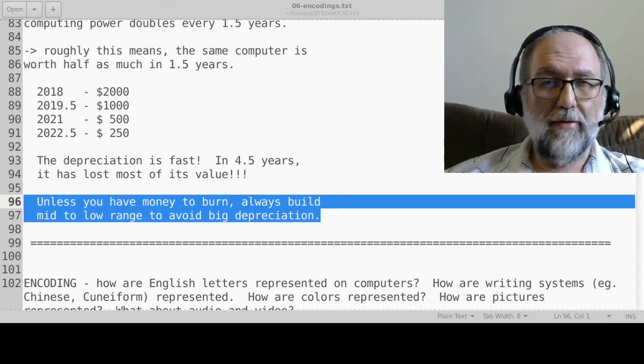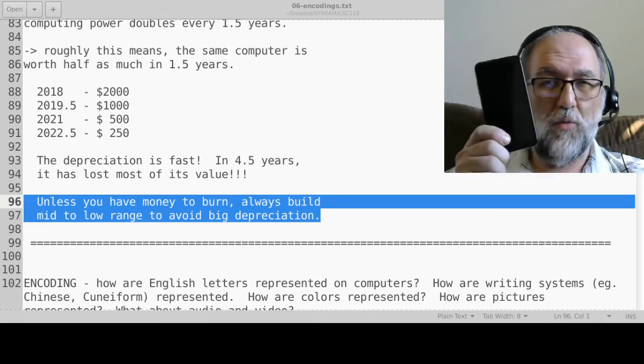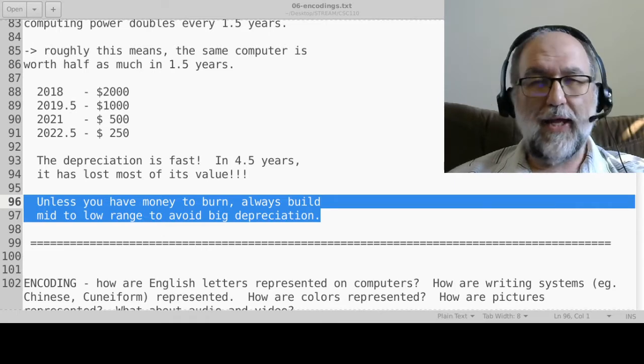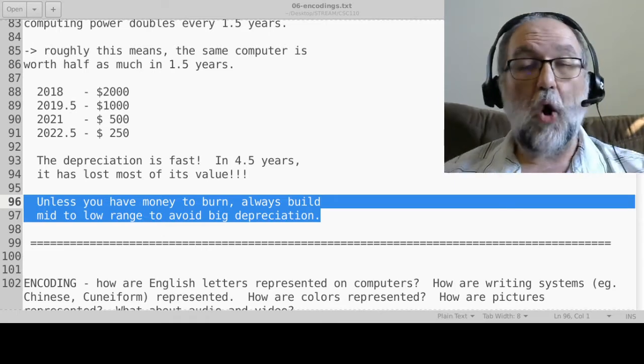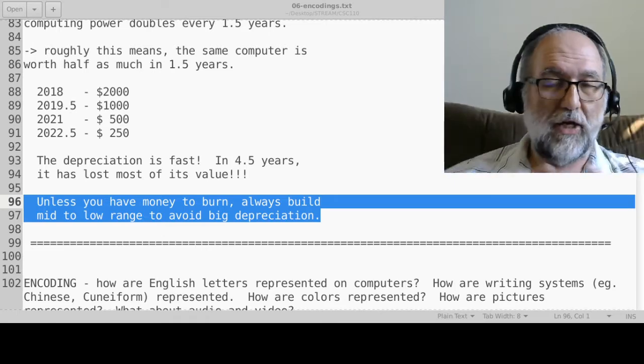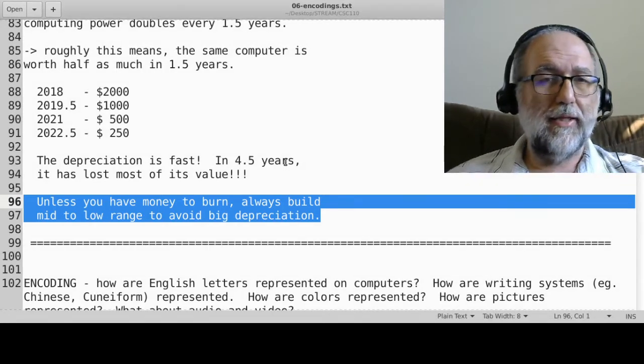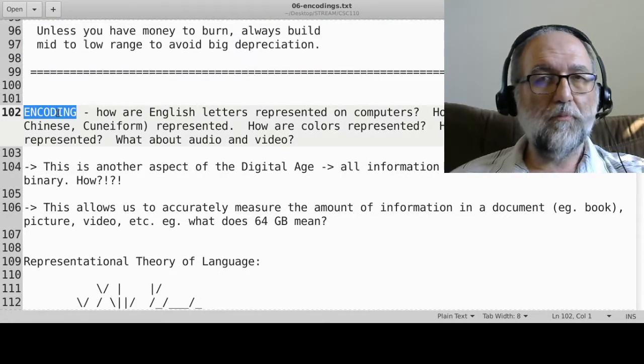Okay, so yeah, there's still growth in the hardware field, but I think it is coming to an end, as I said. Okay, that ends all of the discussion on the hardware, and let's turn to this next topic, which is encoding.